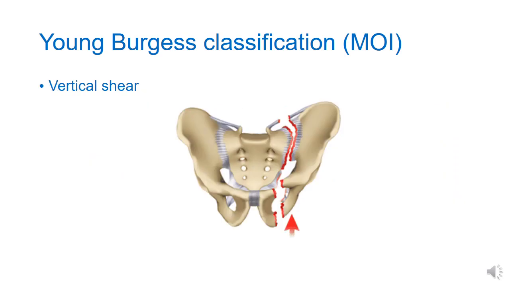Okay? The third mechanism of injury is called vertical shear. It's either like this diagram through the ligaments, sacroiliac dislocation posteriorly, and anterior through the bone. It could be also through the bone anteriorly in the symphysis pubis. It could be through the bone posteriorly in the sacral foramina. There are multiple injury patterns.